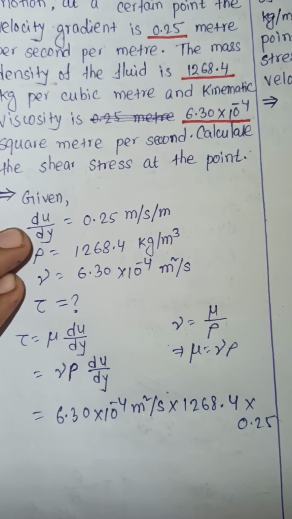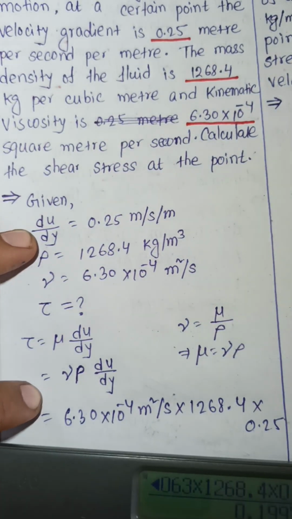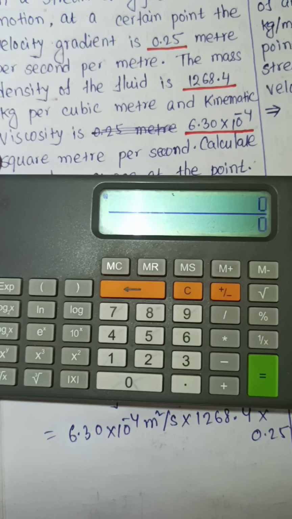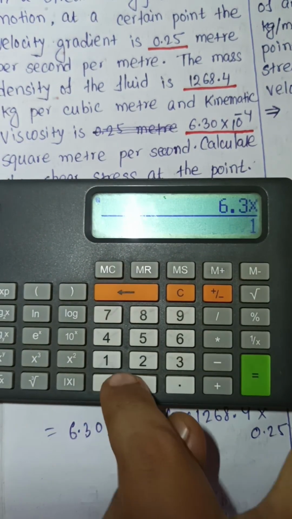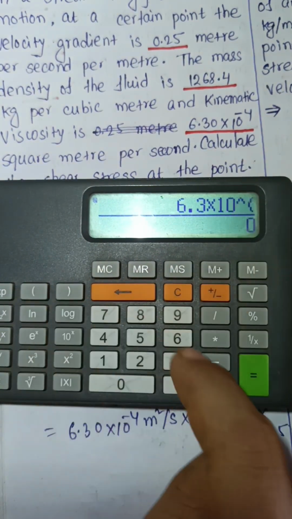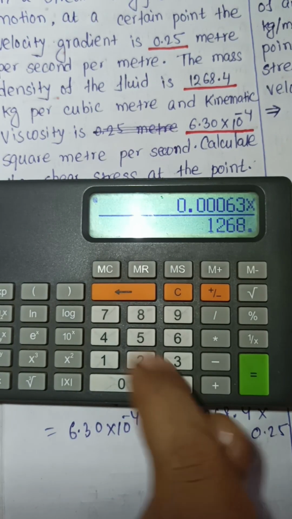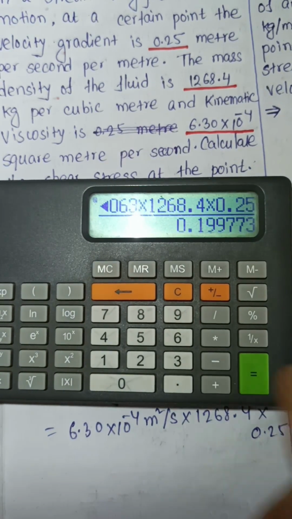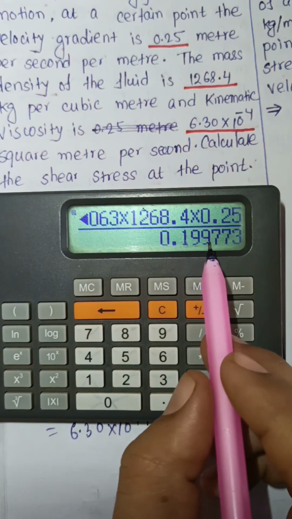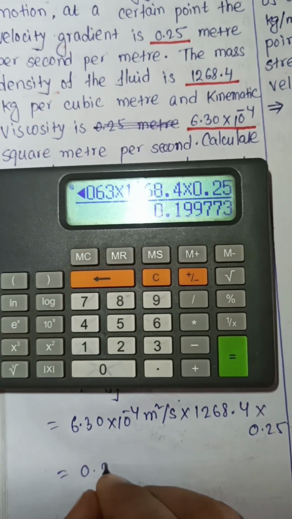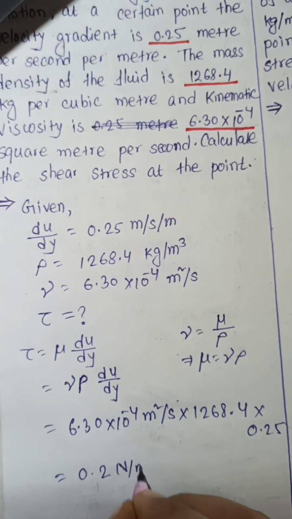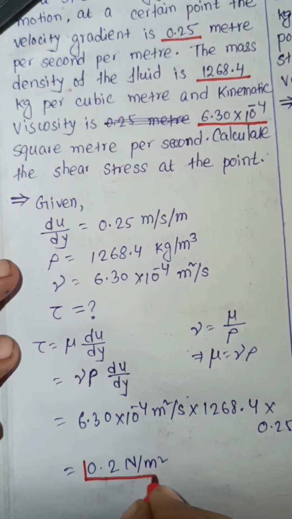So if you try to calculate this here, what is the value of that? That is 6.3 × 10^-4 into 1268.4 into 0.25. So this is 0.199, which is approximately equal to 0.2. So 0.2 Newton per meter square. So this will be our answer of the shear stress.